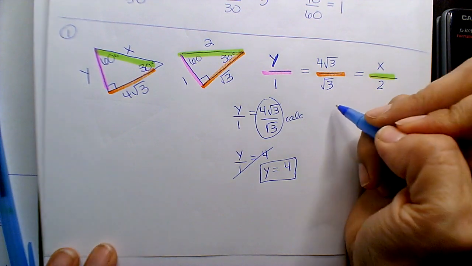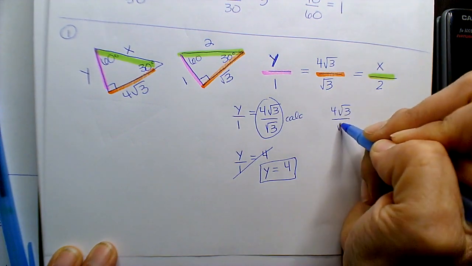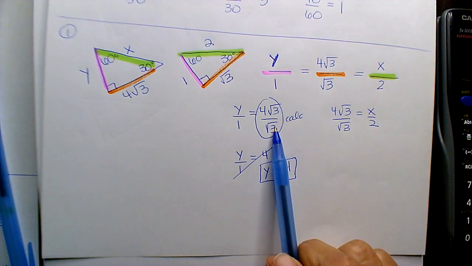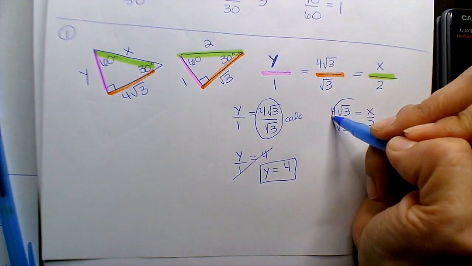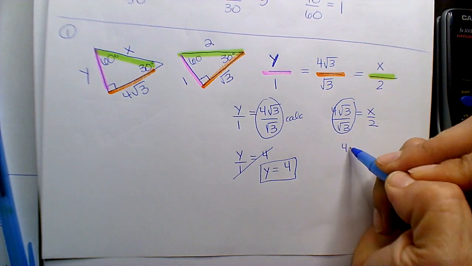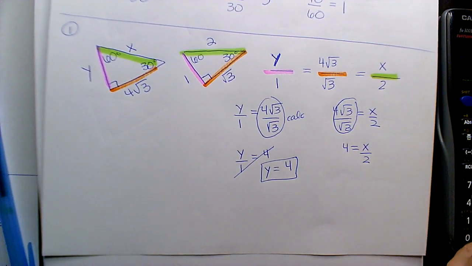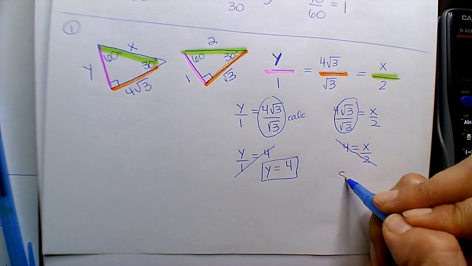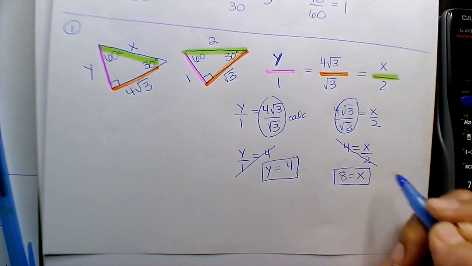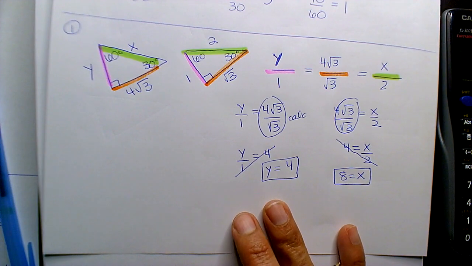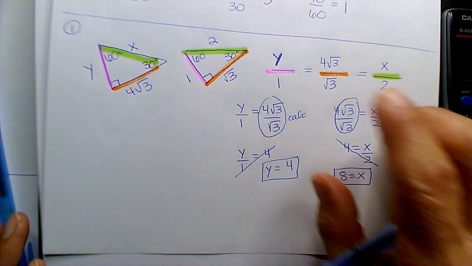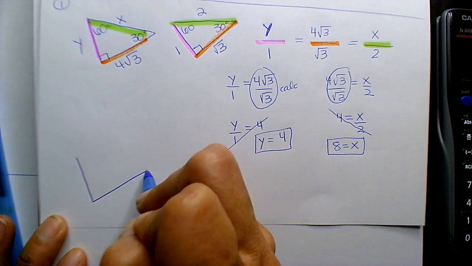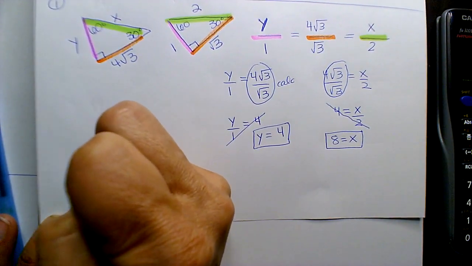Okay, so now let's look at x. 4 rad 3 over rad 3, x over 2. If you remember that, and you already know if I put this in the calculator, it's 4. So now if I cross product property, what is 4 times 2? 8, and there's your x. Okay, this is the correct way. It's a statement of proportionality. If you start off this way, you will eventually start making shortcuts because that's just human nature.